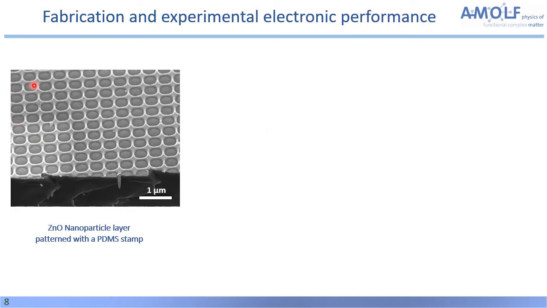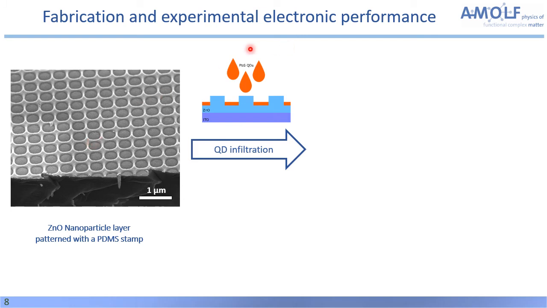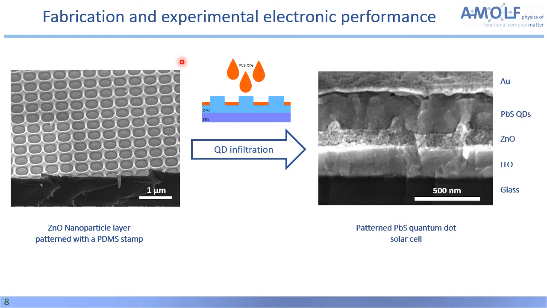So what you can see here is basically the fabrication of this patterned PN junction, starting by spin coating zinc oxide nanoparticles onto our substrate, and then pushing a PDMS stamp into them. And after this whole arrangement has cured, you can infiltrate it with quantum dot solution. That's what you can see indicated here. And after this, you can just finalize your cell with the gold evaporation at the back, and you will end up with such a structure where you can see here the patterned zinc oxide, and here the quantum dot absorber that was basically poured onto it afterwards.